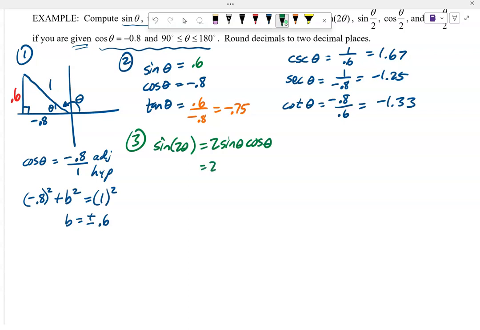And so we got 2. I know the sine of theta is 0.6. We found that. It was given that the cosine theta is negative 0.8. And then I punch this in. I get negative 0.96. And now we'll do the cosine of 2 theta.